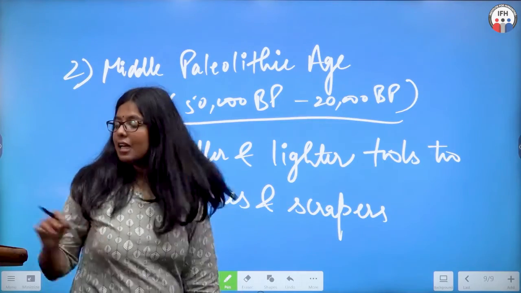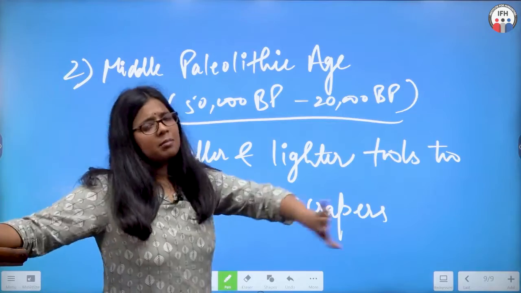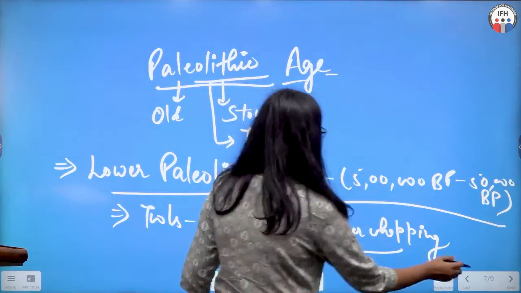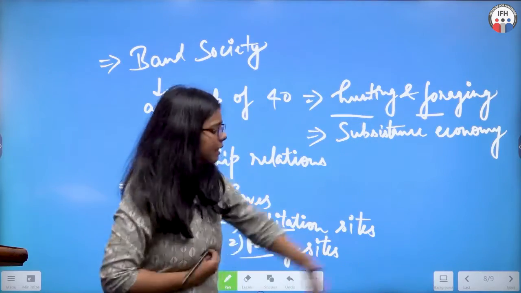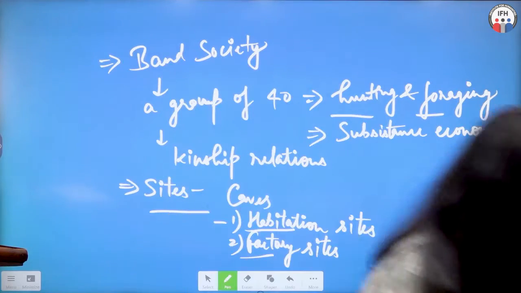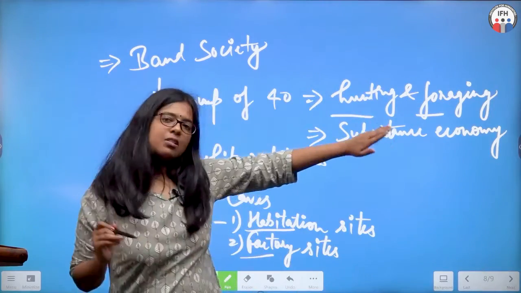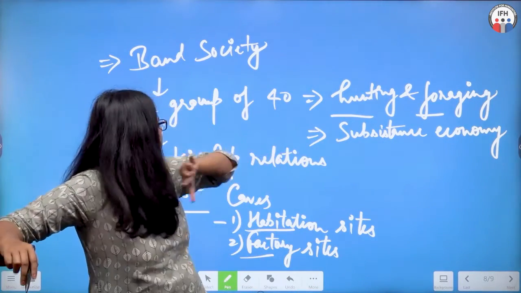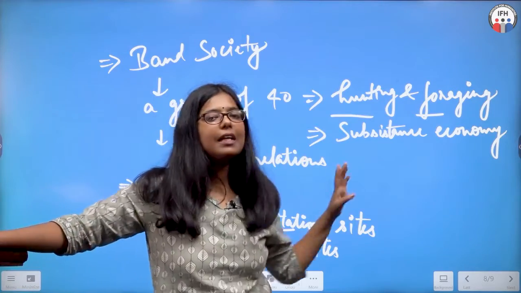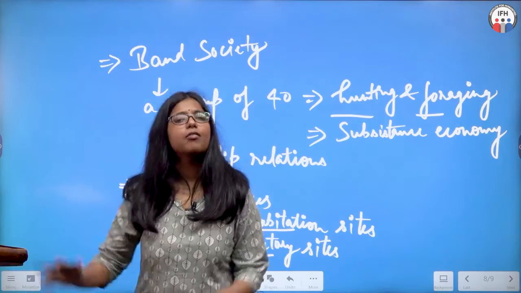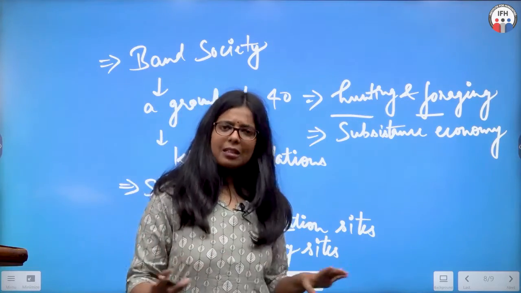So flakes and scrapers. Here also the same thing will exist. The economy that we have talked about, subsistence economy, they'll keep on hunting and foraging. They'll live on subsistence economy. They'll live in a group of 40. So this is the same thing which is continuing. There is still no idea of marriage, no idea of rituals, nothing is there.